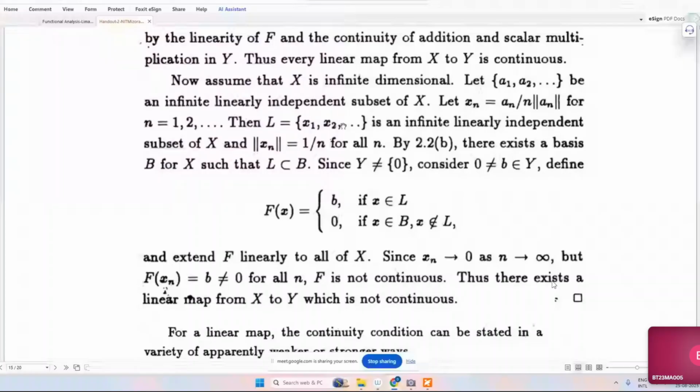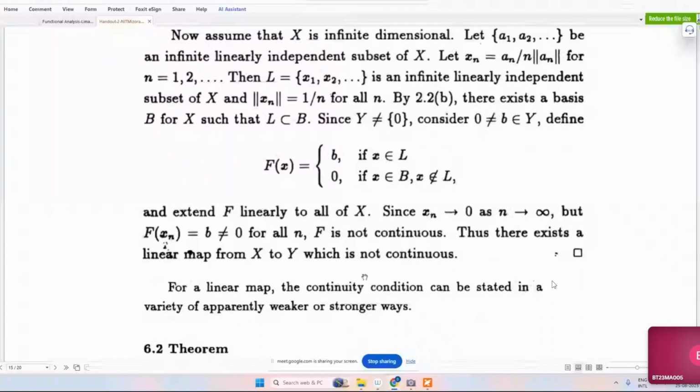Then {x1, x2, ..., xn, ...} is also a linearly independent subset. That's obvious, you are rescaling, nothing more. And another thing is that norm of xn is 1 by n for each n. Then there exists a basis B, and a nonzero y, such that f of x is y for x in B, and 0 otherwise. That is obvious: if you define an operator on a basis, you can extend it to the whole vector space. Since xn goes to 0 as n goes to infinity, but f of xn is y, which is not 0 for all n, therefore f is not continuous.